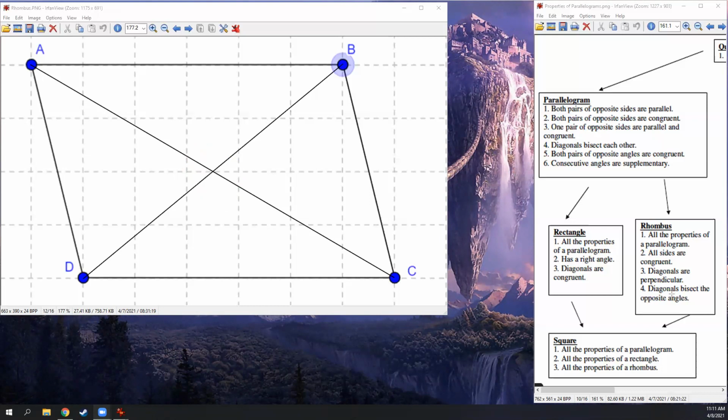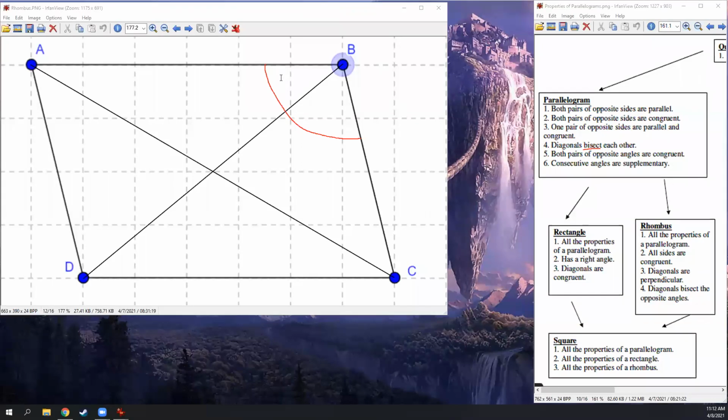And then it also says the diagonals bisect opposite angles. Now we already dealt with bisect, right? That means to cut in equal halves. So let's go to angle B real quick. Angle B is this entire angle. What they're saying is that this diagonal line cuts this angle in equal halves. Diagonals bisect the opposite angles.